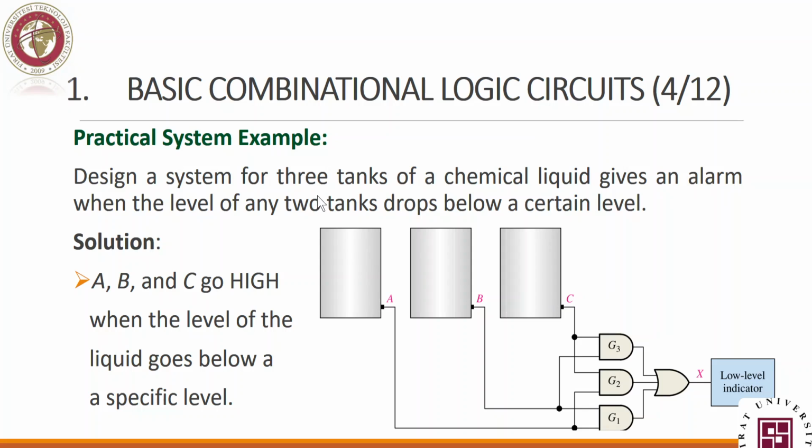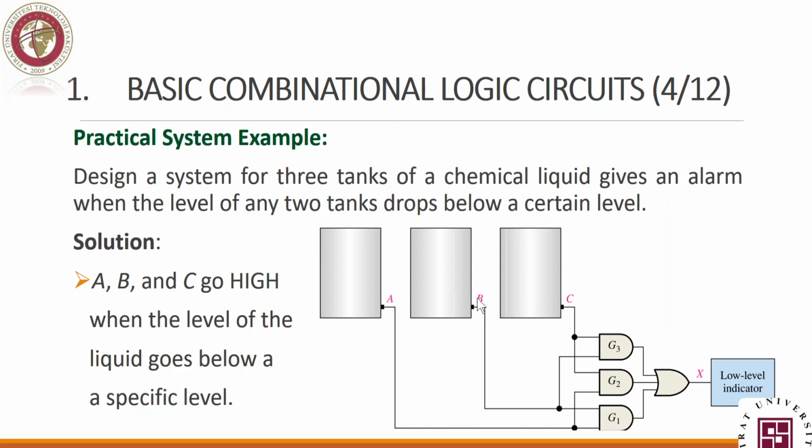And in that case, here we are referring to a chemical liquid, whatever it is. If it drops below a certain level, for any two of them: A or B, A or C, B or C. So any of the two, not one, any combination of two: A or B, A or C, B or C. If it drops below a certain level, then I have to get an alarm. So any two at once.